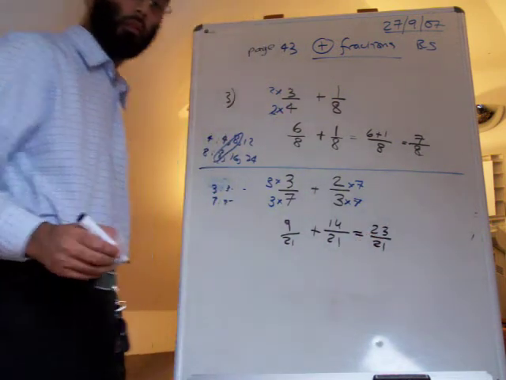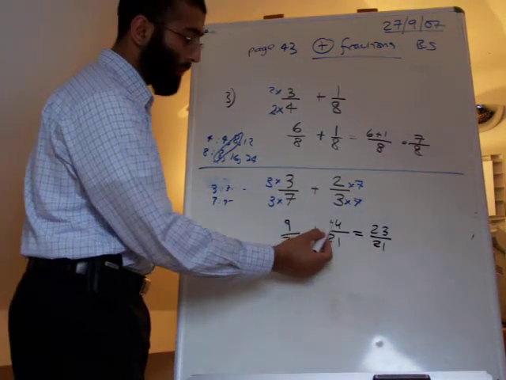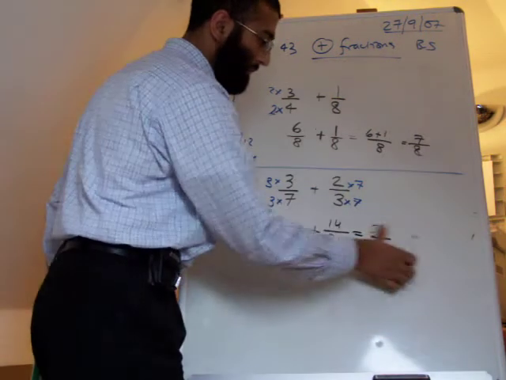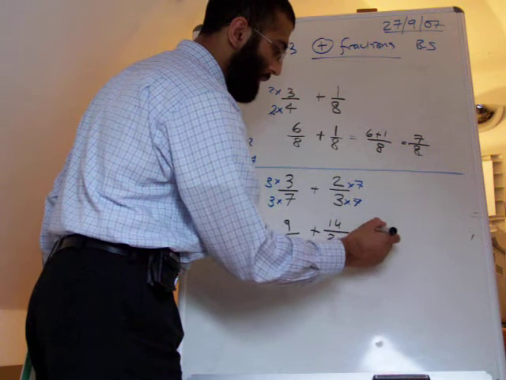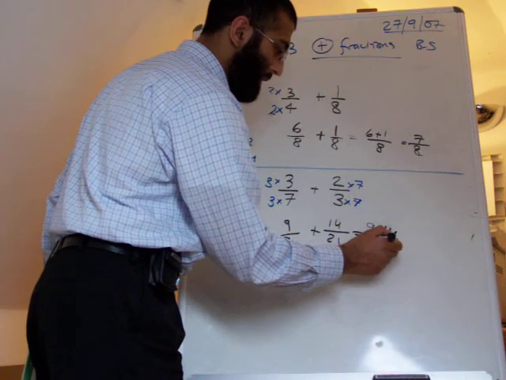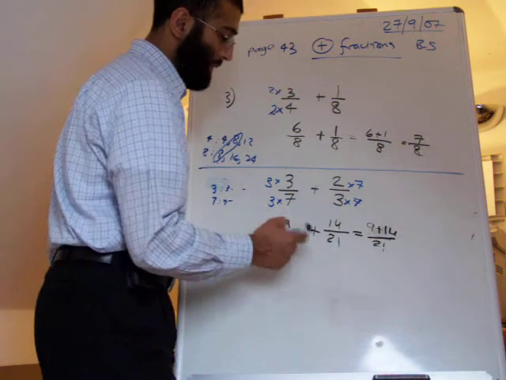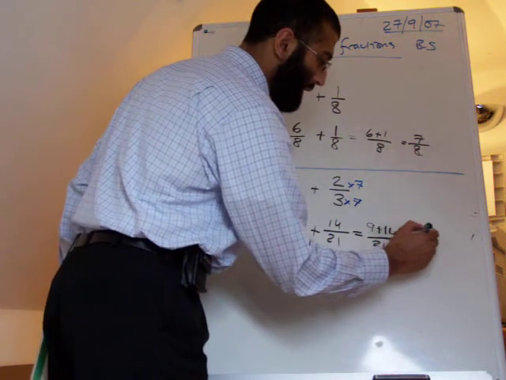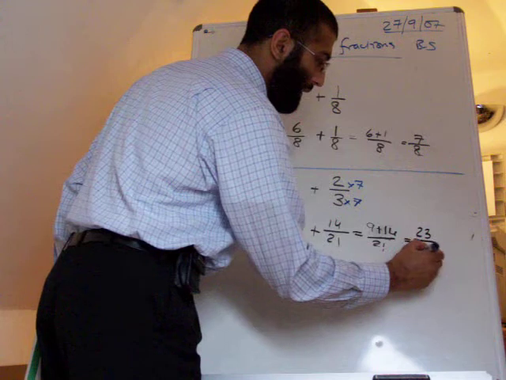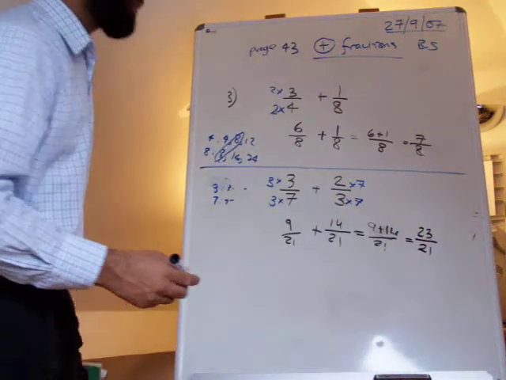23 over 21. We only add the top numbers. That's the working out I missed out. 9 add 14. 21 gets copied in the bottom. 9 add 14 is 23. Now that says 23 over 21.